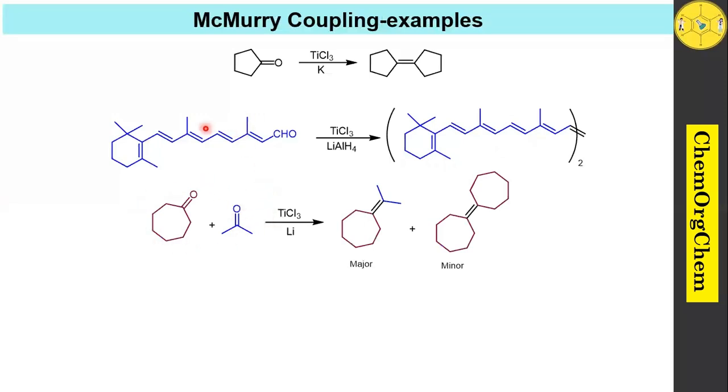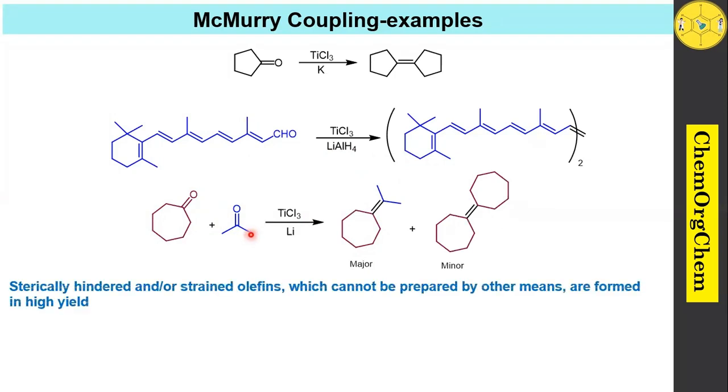So not only homocoupling, heterocoupling is also possible. When you take cyclopentanone plus acetone and treat with titanium trichloride and lithium, it readily produces the corresponding alkene as the major form, and this one is the minor form. Notably, when you conduct this mixed coupling reaction, you should take one of the ketones in greater amount. Sterically hindered or strained olefins cannot be prepared under this method. However, if formed, they are produced in high yield.